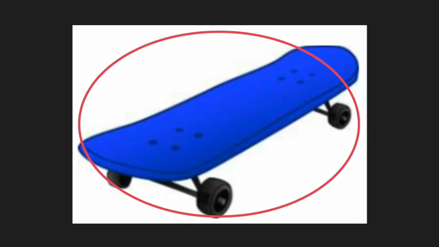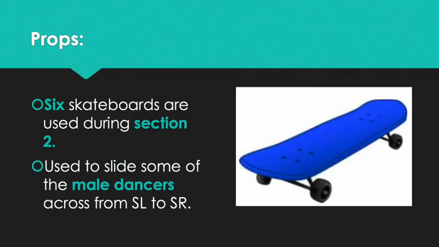Next, we are going to look at the props from section 2. Using the image, label and describe the prop. Remember to think about the colours, the shape, the object, the style, and the material of the prop. You have 3 minutes.